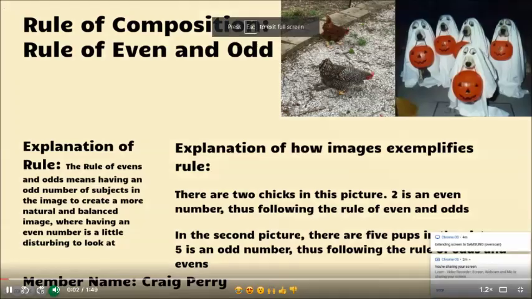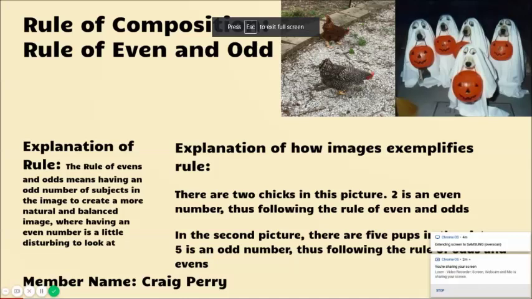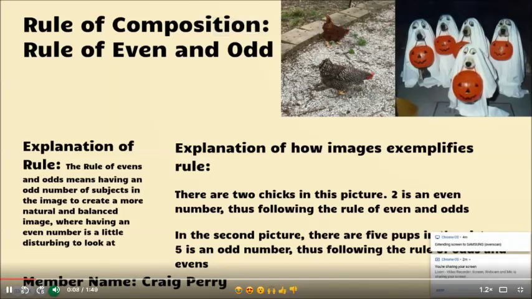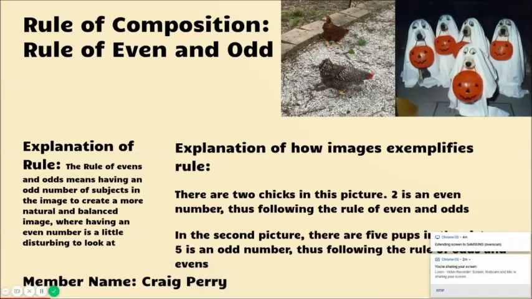Create a more natural and balanced image, where having an even number is a little disturbing to look at. There are two chicks in this picture. Two is an even number, thus following the rule of evens and odds. In the second picture, there are five pups. Five is an odd number, following the rule of odds and evens.